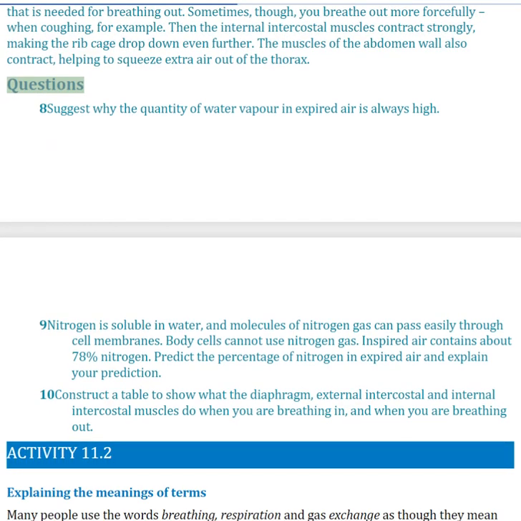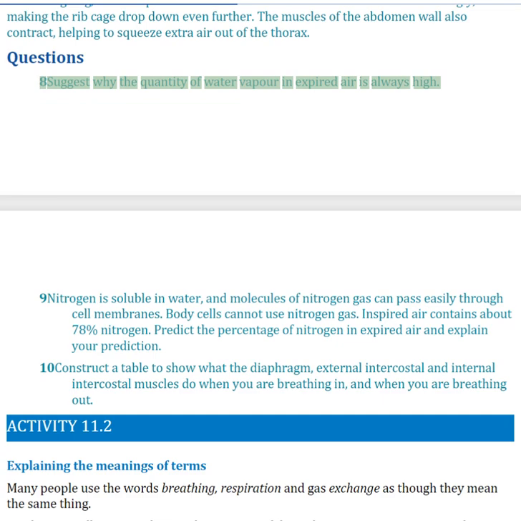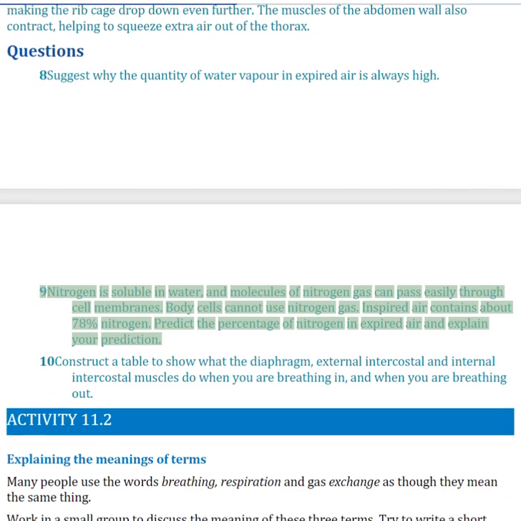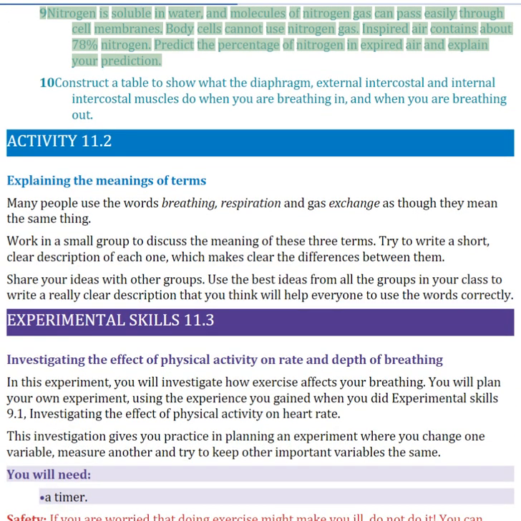Questions. 8. Suggest why the quantity of water vapor in expired air is always high. 9. Nitrogen is soluble in water, and molecules of nitrogen gas can pass easily through cell membranes. Body cells cannot use nitrogen gas. Inspired air contains about 78% nitrogen. Predict the percentage of nitrogen in expired air and explain your prediction.